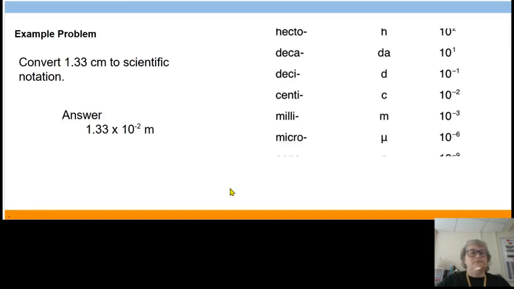We'll show that later. So if I wanted to convert 1.33 centimeters to scientific notation, I write my 1.33, and then centi, I write 10 to the negative 2, so times 10 to the negative 2, or times 10 caret negative 2, and then meters. The part that's at the end is what your units are going to be.